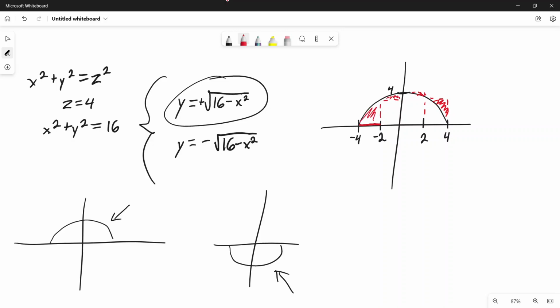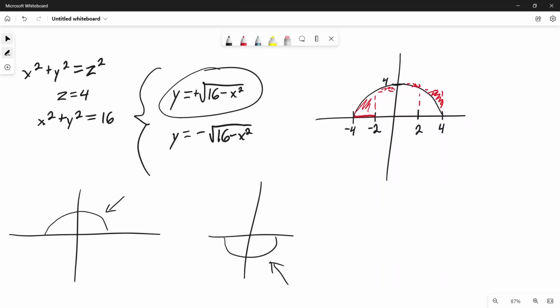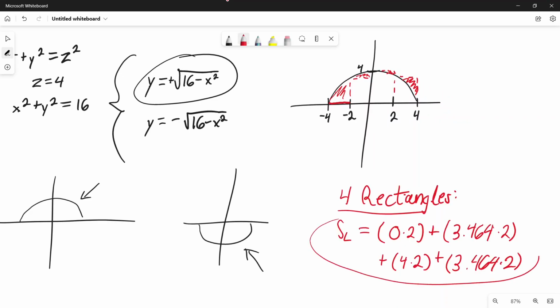Let's do a Riemann sum for the 4 rectangles. So this would be the overall function for the different areas of the 4 rectangles. So as you can see, the first one has no area since it's 0 times 2. The second one, it stems up to the y value of 3.464, and of course it has a width of 2.